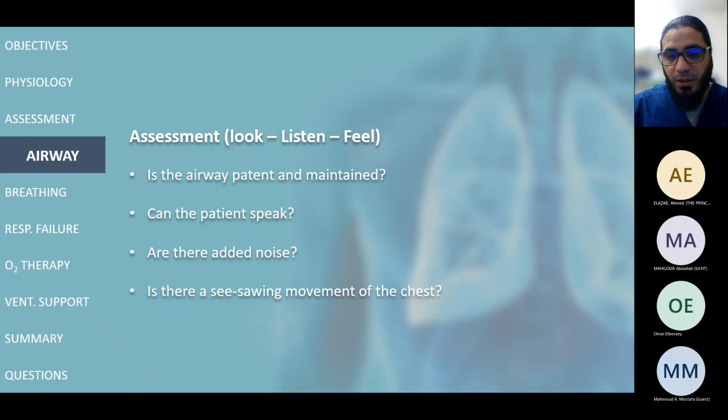The breathing pattern as well can give you an idea if the airway is compromised, which we call the seesawing breathing pattern. Normally, in normal breathing, the chest will rise and the abdomen will rise in inhalation, and they will go down with exhalation. In an obstructed airway, when the patient tries to inhale, the chest will go down in a paradoxical movement, and the abdomen will go up. And then when he's trying to exhale, the opposite will happen, and it will give a pattern of a seesawing movement.